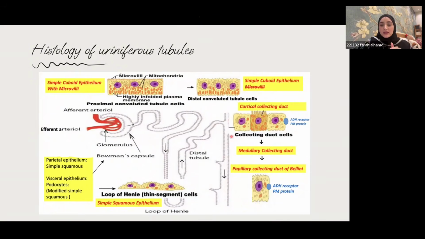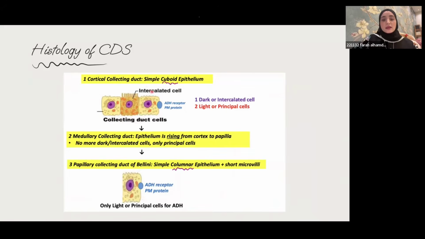In the cortical and the medullary, they're cuboidal. Yes, in this area. And then when you move on to the papillary area, it is columnar. Okay, they're longer. Okay, moving on. This is basically what I said already. They're simple cuboidal in the cortical collecting duct and the medullary collecting duct. In the papillary, they're columnar, and you have short microvilli here. Okay, yeah, only principal cells here, and principal and intercalated cells here.